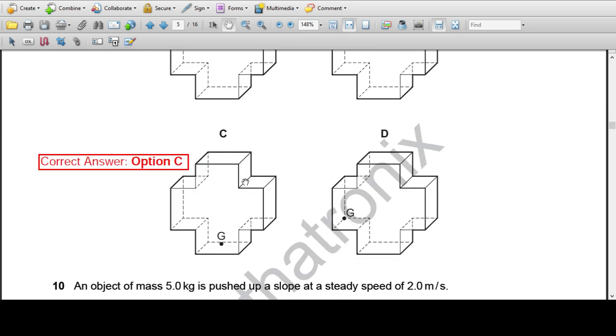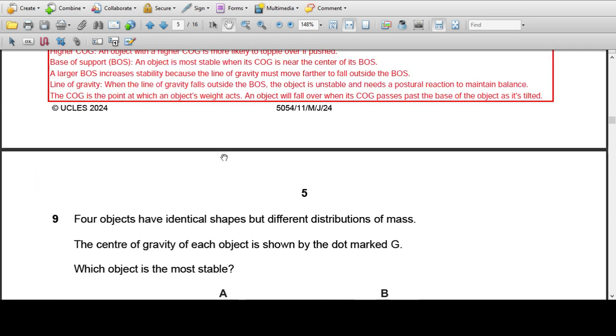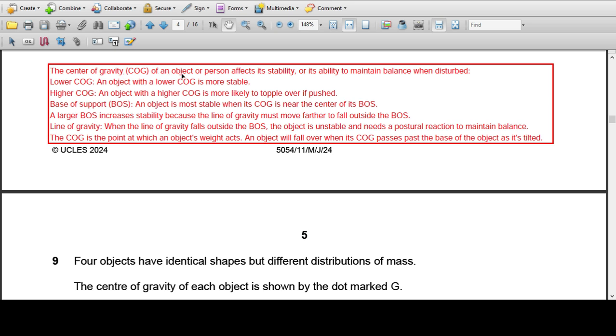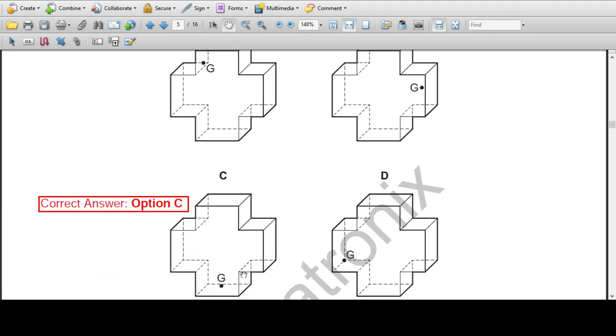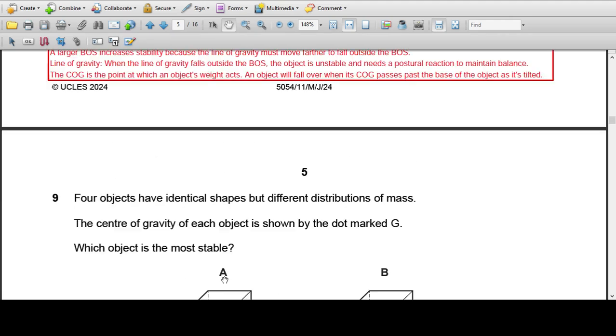So option C, because the center of gravity is lying at the base, so this should be the most stable. We should learn that the center of gravity theory is very important regarding this MCQ. The center of gravity of an object or a person affects stability, or its ability to maintain balance when disturbed. An object with a lower center of gravity is more stable. Here the center of gravity is at the bottom side, so this is more stable.